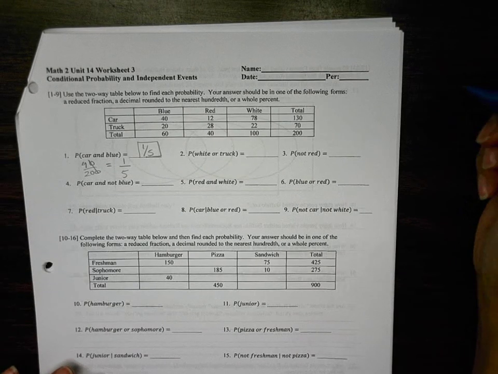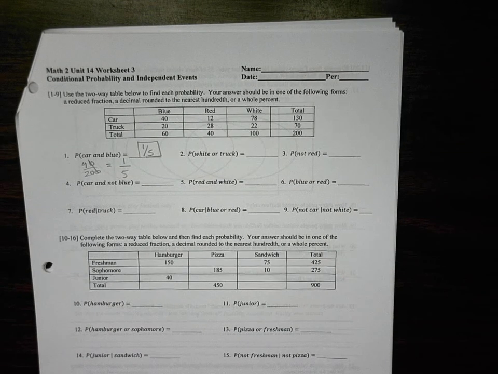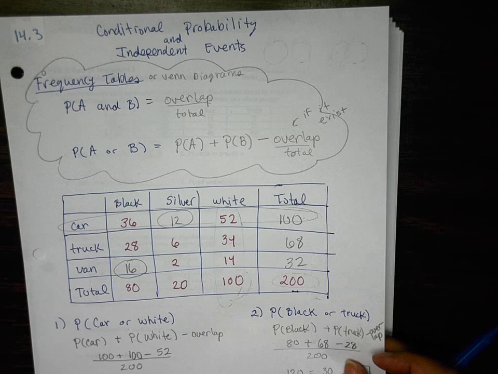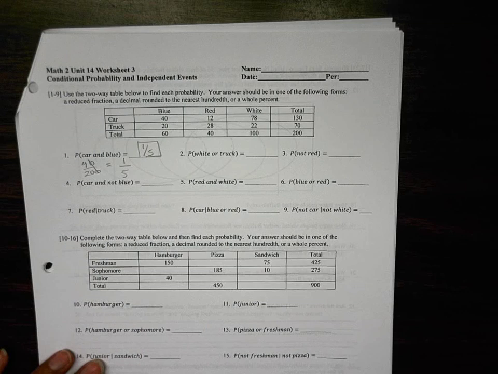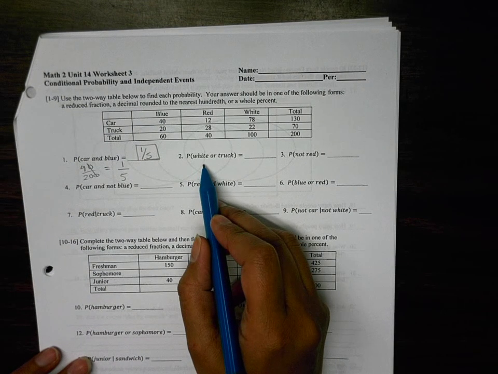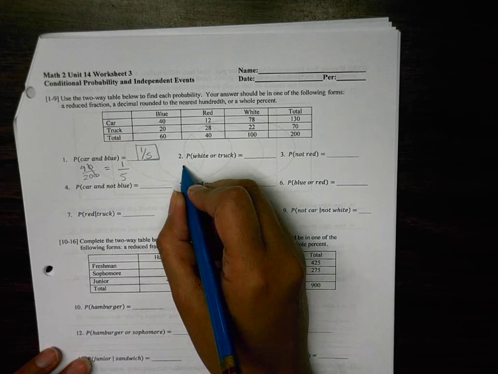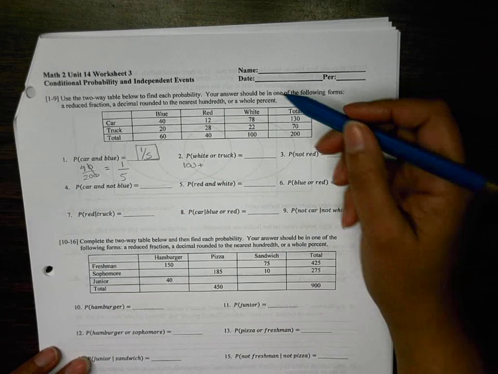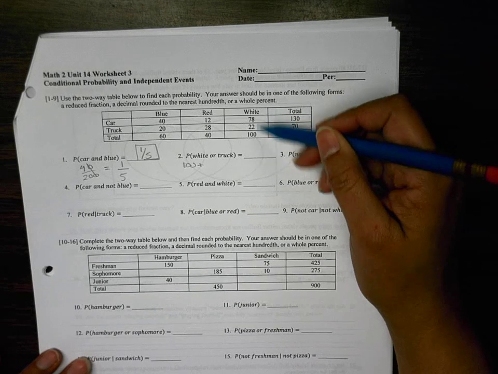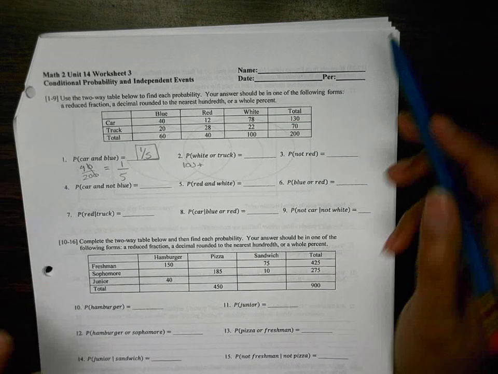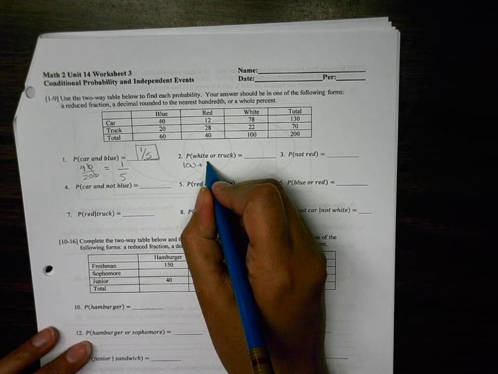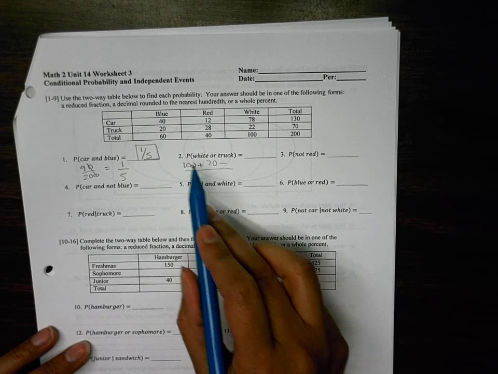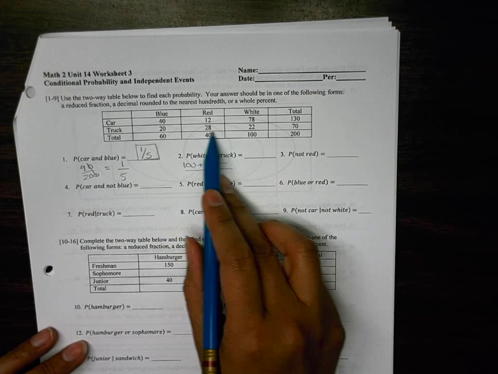White or truck. Look at your notes. So what do we do with the word or? Add and subtract the overlap. Okay, how many white vehicles do I have? White vehicles are 100. Plus, aren't white vehicles 100? How many trucks, total trucks do we have? And then is that it, or do I subtract the overlap? And how many white trucks do I have? 22, and it's all over.